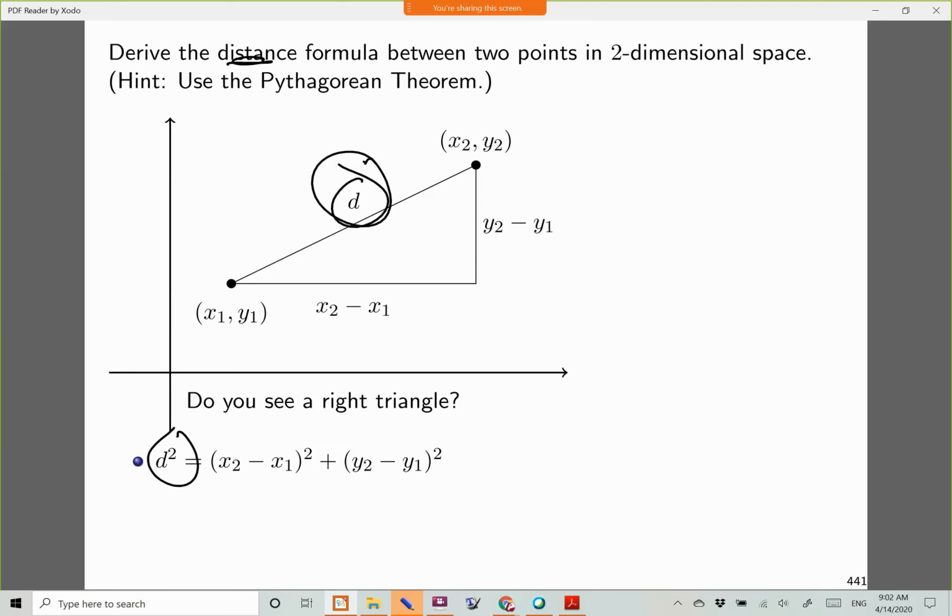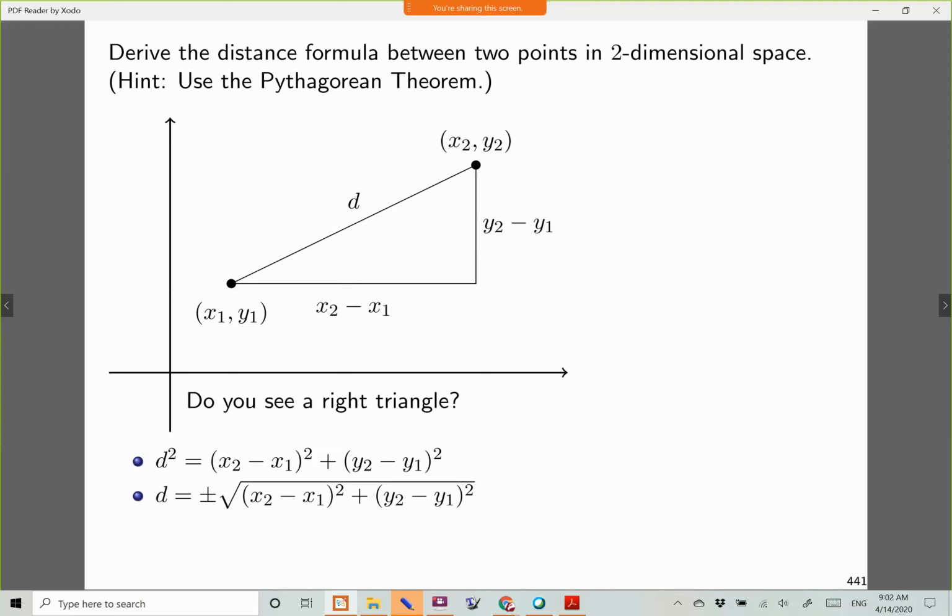So we have d squared. How are we going to get d? We're going to need to square root both sides. So square rooting both sides, d is equal to plus or minus the square root of what we had before. And then, yeah, I put this plus or minus sign here as a reminder because there's later times in the semester where this algebra comes up and people forget the plus or minus sign.